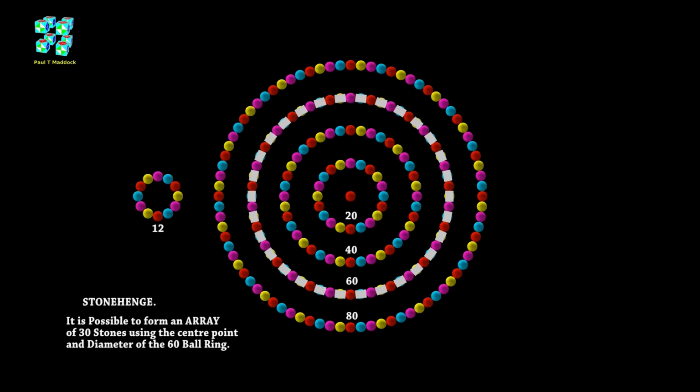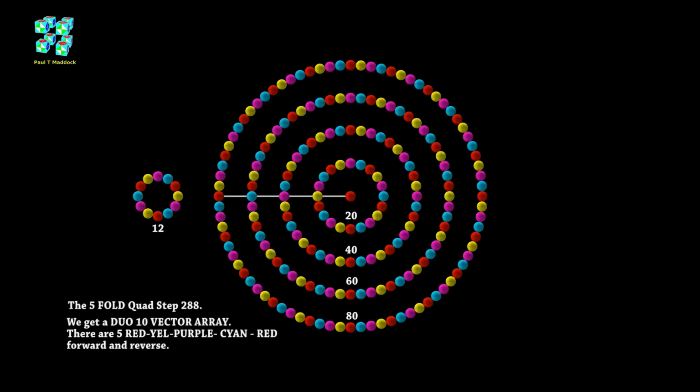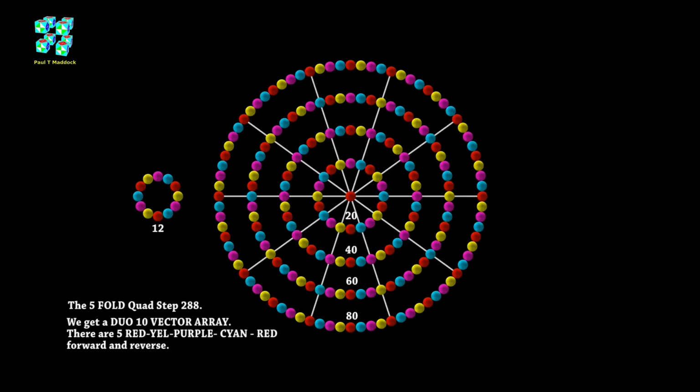Okay, we'll go back to the five-fold ring system again. Now this five-fold is very similar to the three-fold system. We get double the vectors. So we get 10 vectors because we have a dual vector system. And you can see that the sequence of red, yellow, purple, cyan, red goes forward and reverse. Now this 10-segment arrangement can be found in oranges, the slices of oranges. Let's take a look.